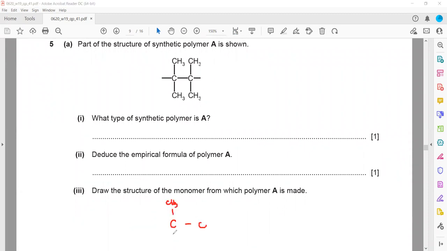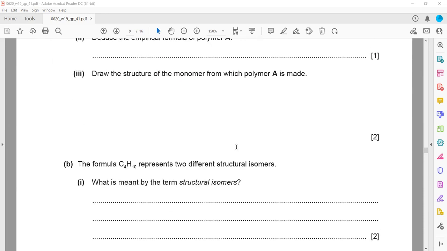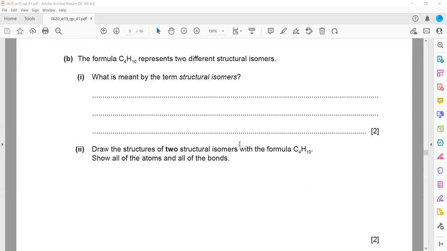This will be CH3, this will be CH3, this will be CH3, this is also CH3. And between the 2 carbon atoms, there is a double bond. So there will be C double bonded with C. Because a monomer should have a double bond. In a polymer, you break the double bond and link the small molecules together. So from a polymer, we can deduce the structure of a monomer as well.